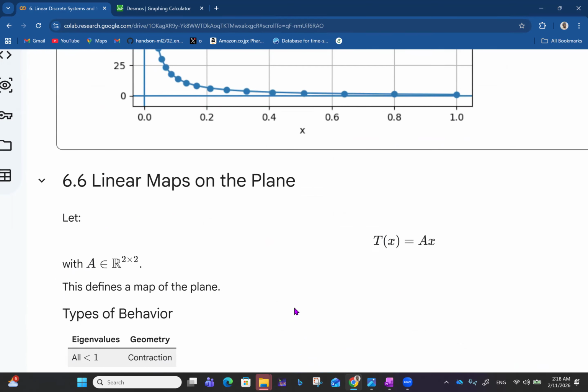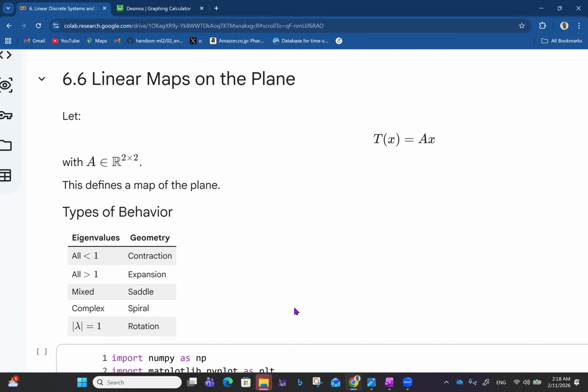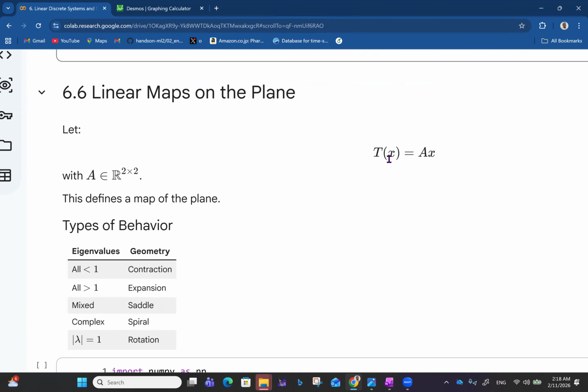So then we talk about linear maps on the plane. Let T of x be equal to Ax, where A is in R 2 by 2. So we have A to be a 2 by 2 matrix. This defines a map of the plane, because we are talking about the plane now, so you need two axes.